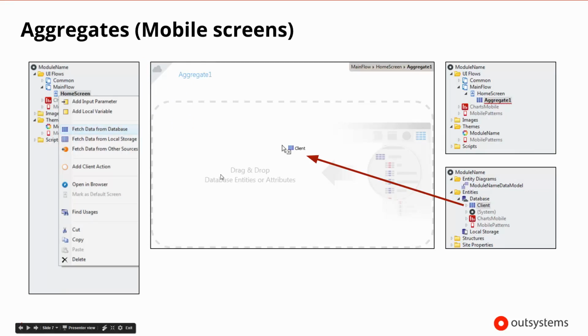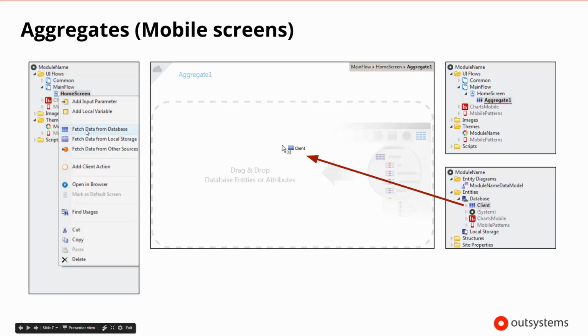So inside of aggregates, we can create aggregates in a number of different ways. If we're on the mobile side, we can actually attach an aggregate directly to a screen. So here we can see the home screen that is a mobile screen that's available. And if we right click on the home screen, we can fetch data from the database. Because this is a mobile device, we could fetch data from local storage because we might have a local storage entity. And then we can fetch data from other places.